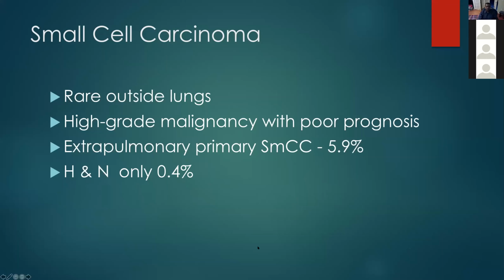So small cell carcinoma, it's rare outside the lungs. It's almost always seen in the lungs. It's a very high grade malignancy with poor prognosis. And look at the head and neck, it's only 0.4. That means it's not even 1 out of 100 that occurs.